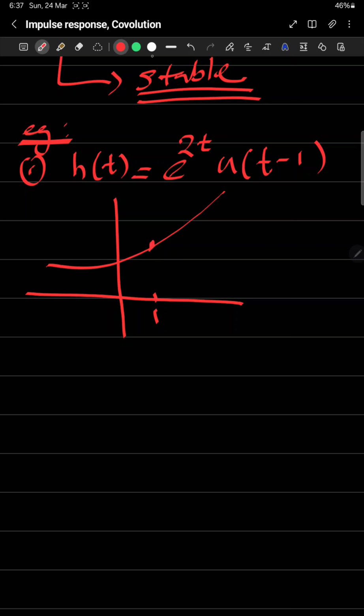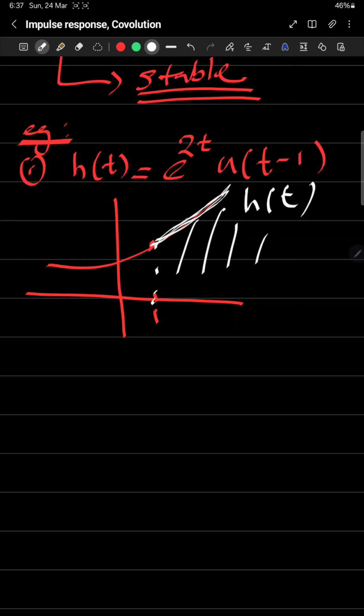I will highlight in another color. Your h of t will be like this white colored area. You can see that the area under this curve is infinity because it is going to infinity. So it's not a finite value. You can conclude that the given system is not stable. So this is not a stable system.